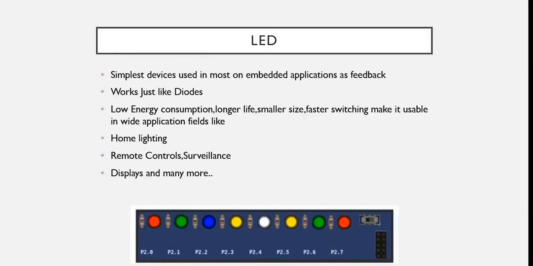LED is the simplest device, used most in embedded applications as feedback. An LED works just like a diode, and the advantages of LEDs are low energy consumption and longer life. It's smaller in size, and faster switching makes it usable in a wide application field like home lighting, remote control, surveillance, displays, and many more fields. This is the LED as it looks in the lab software.